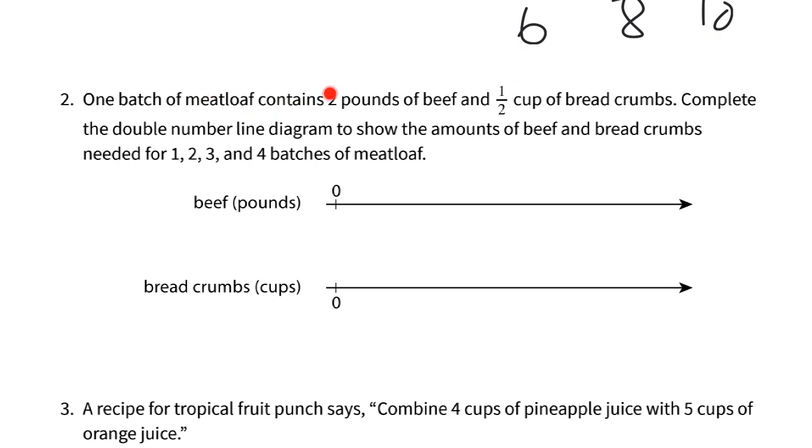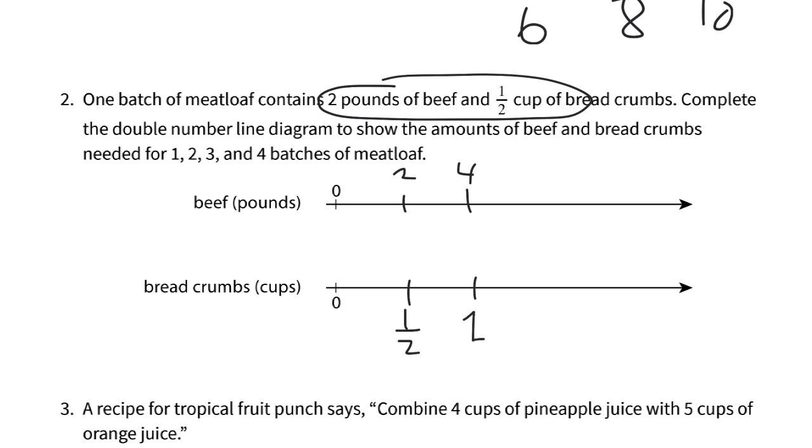All right. So number 2. 1 batch of meatloaf contains 2 pounds of beef and a half cup of breadcrumbs. Complete the double number line. So here's our beef, here's our breadcrumbs. They want us to go for 1 batch, 2, 3, and 4 batches of meatloaf. So our first batch is going to have 2 pounds of beef and 1/2 cup of breadcrumbs. So another batch means we're going to have 4 pounds of beef and 1 whole pound, and then 3 batches, 4 batches, and 5 batches. So there's our 6, 8, and 10.